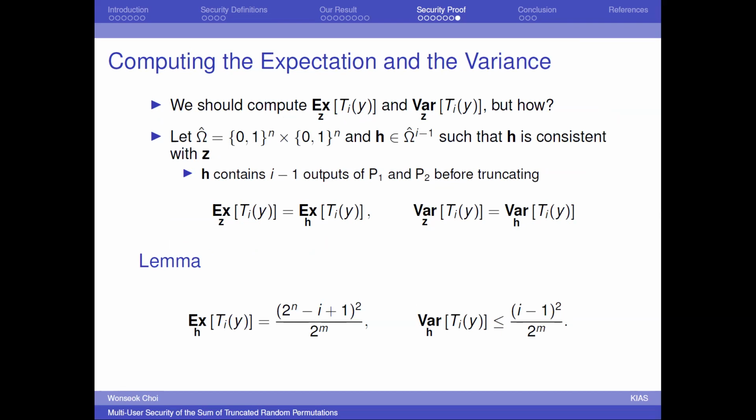We solve this problem by defining a larger domain, namely H, consistent with Z. H contains the i-L outputs of P1 and P2 before truncating. We successfully showed that the expectation has the same value even if the domain is changed. Finally, we can show the following lemma, and from this lemma, we can evaluate the expectation of the chi-squared divergence.